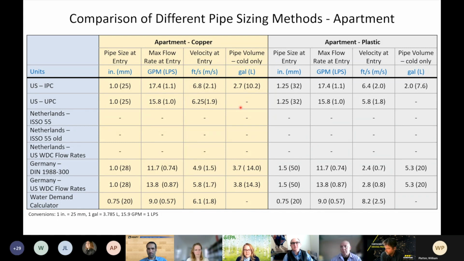So this slide is showing the comparison of the different pipe sizing methods within the apartment. The first column is showing the pipe size at the entry to the apartment rather than the entry to the building, which was on the other slides. Let's see. So here again, we see similar differences between the methods. I'm wondering here if we also want to start talking about what the implications of all these different designs are on impacts to things like water quality, pathogens and microbial growth in the building, energy usage. Anyone want to jump in on that question?